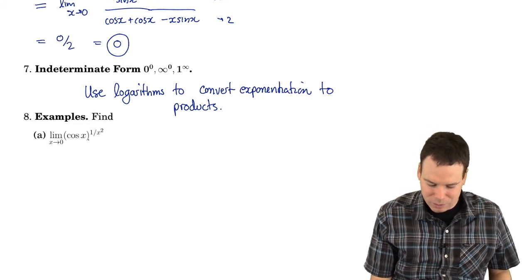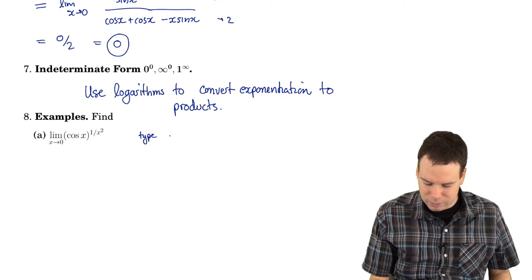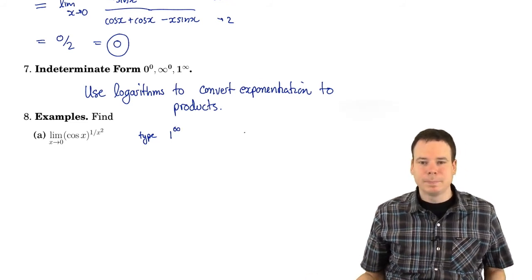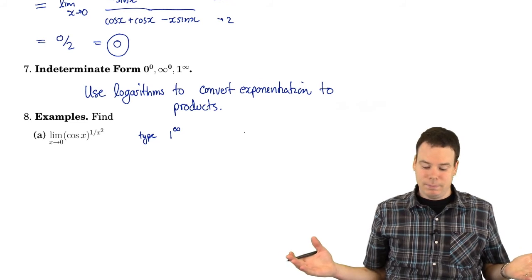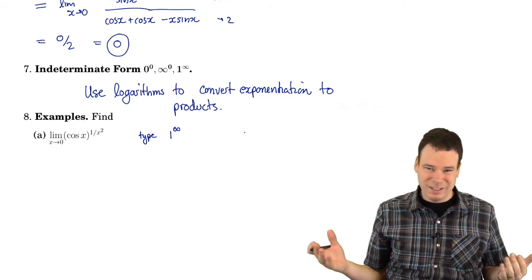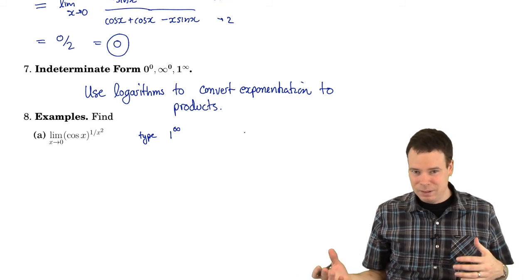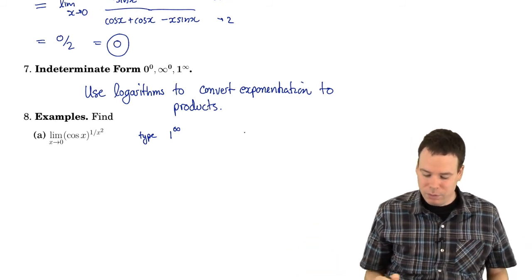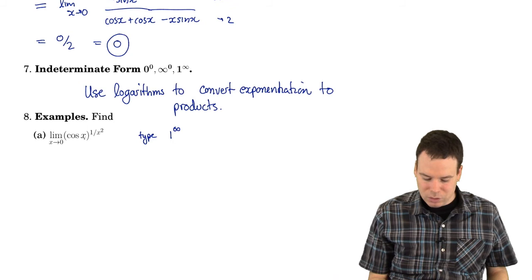As x goes to 0, the base, which is cosine of x, that goes to 1. So this is of type 1 to the power of, well, as x goes to 0, 1 over x squared goes to infinity. So this is of type 1 to the power of infinity. So what is this? Is it 1? Is it 0? Is it infinity? At this stage, we don't know. We don't have enough information. So what's actually going on here?